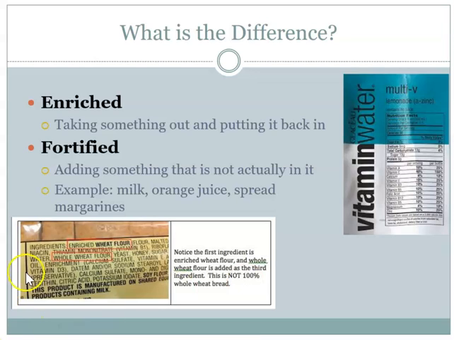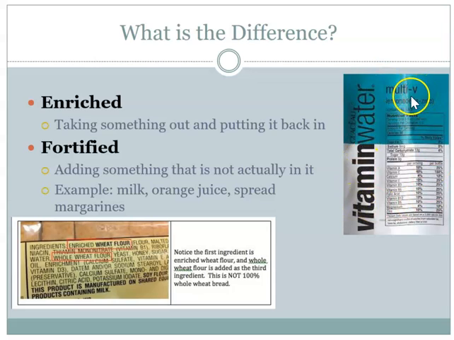Compare that then to the whole grain, which has all of those parts, but a lot of times you'll notice that it's not that first ingredient, and so you're not getting all of those parts. You're not getting as much fiber and wheat germ as you would if it were the first ingredient. Compare that then to fortified.